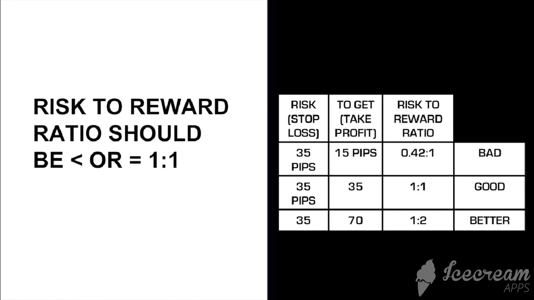All right. The next one, 35 pips you're risking to go and get 35 pips. That's a 1-to-1. Great. There's 35 pips to 70 pips. Perfect. That's even better. Now, let me go ahead and say this.